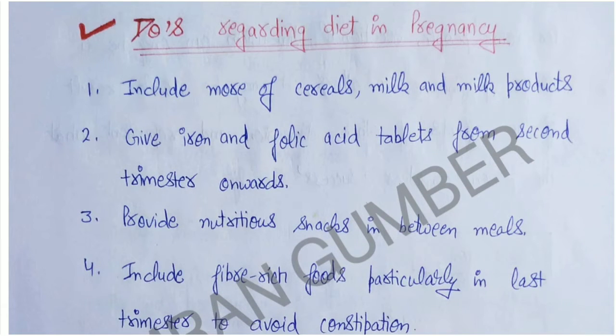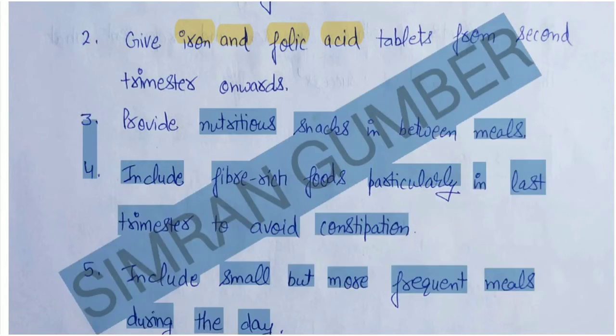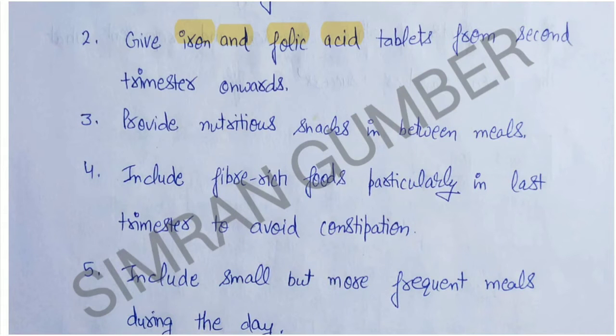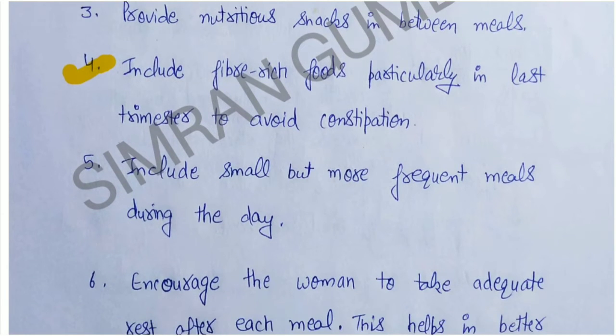Include more of cereals, milk and milk products. Give iron and folic acid tablets from second trimester onwards. Provide nutritious shakes in between meals. Include fiber-rich foods, particularly in last trimester to avoid constipation. Include small but more frequent meals during the day.